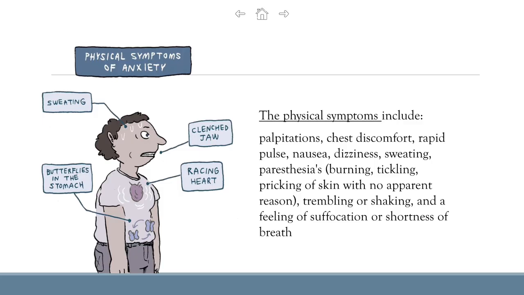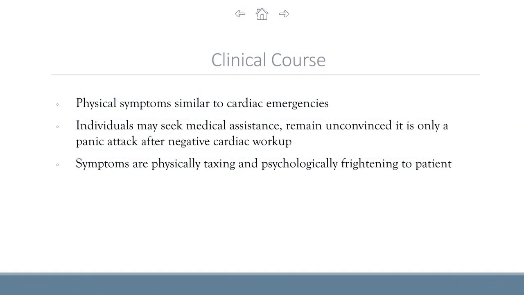And so these are very typical with cardiac symptoms. So sometimes they come in and they think they're having a heart attack. And it's very difficult sometimes to convince them that they are not having a cardiac event once they have a cardiac workup. Because these symptoms are similar to cardiac emergencies, the first thing that we really need to do is get an EKG, get some baseline labs, do a cardiac workup to make sure that they are not indeed having a cardiac event. And then try to do the best we can to comfort them. Sometimes, they remain unconvinced that it's a panic attack even after we tell them that the cardiac workup is negative. And these symptoms are physically taxing, they're psychologically frightening to the person, and they become very exhausted sometimes after these panic attacks.